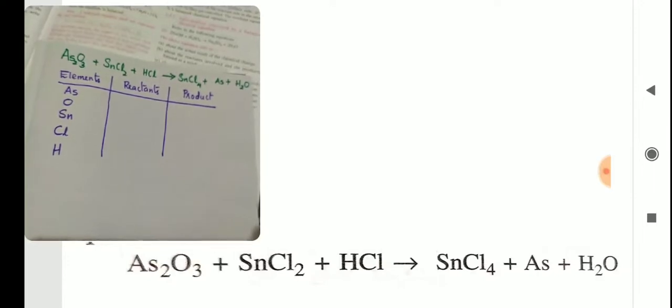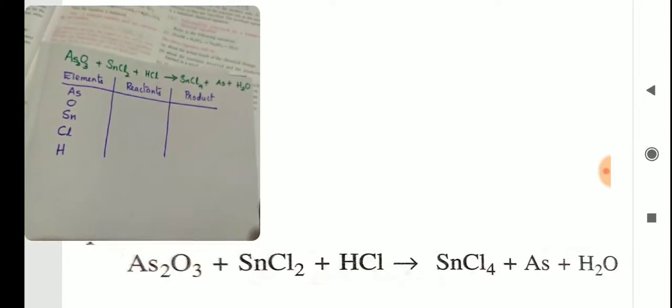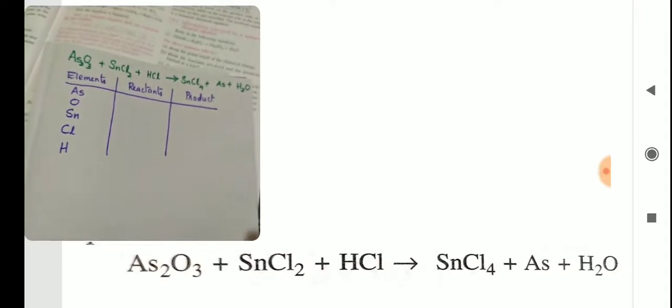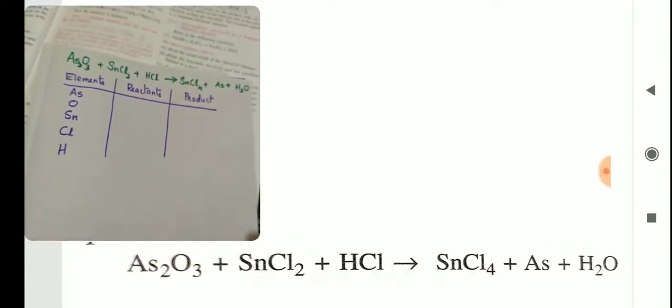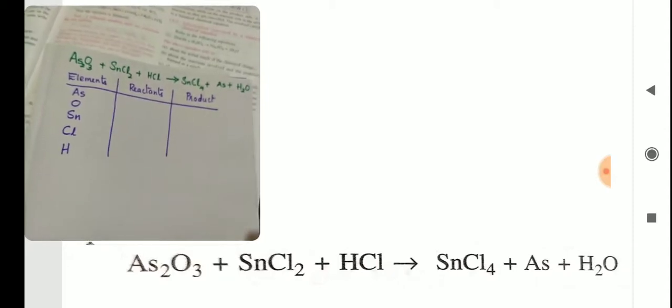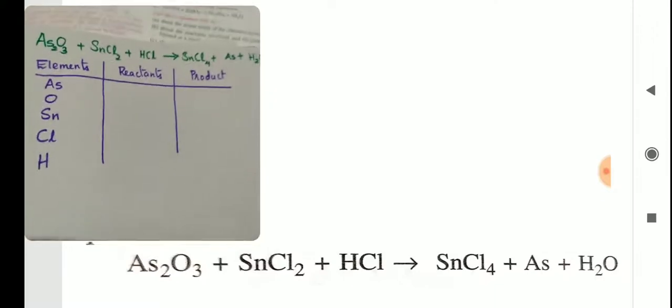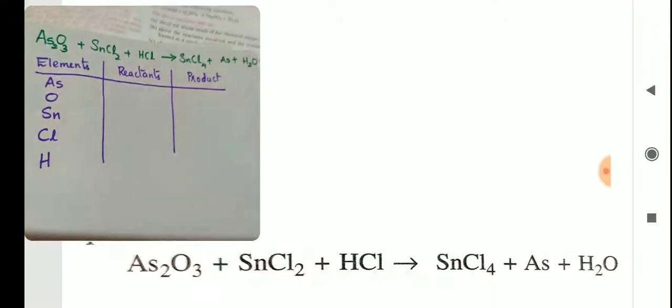As2O3, arsenic oxide, plus SnCl2, tin chloride, plus HCl gives SnCl4 plus As plus H2O. This is the reaction, and this is a skeleton equation. Skeleton equation means an equation which is not balanced. Okay, so now we are going to balance our equation. So listen.